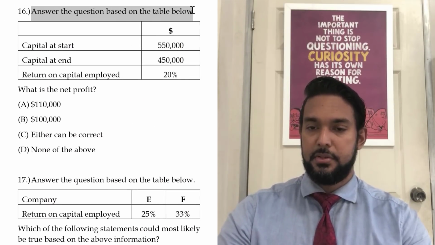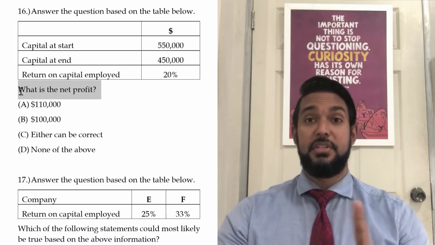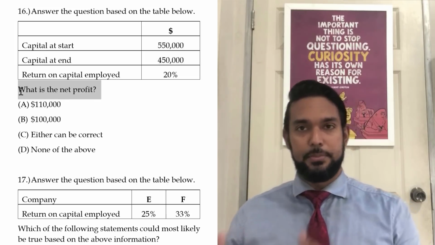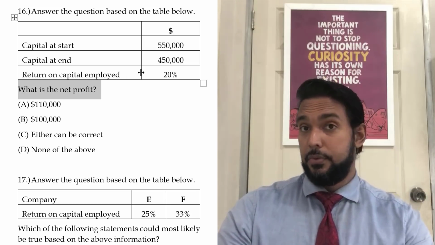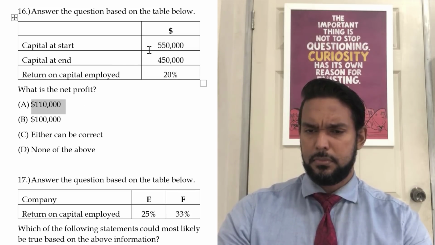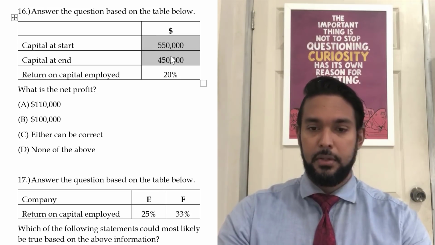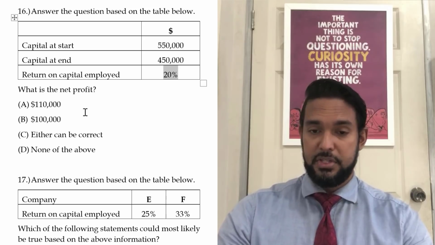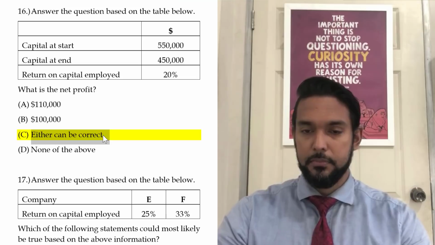Answer the question based on the table below. So we have capital at start, capital at end, return on capital employed. What is the net profit? This is a reversal. To find net profit, you multiply the percentage by the average capital. Or if you're not using average capital and you only use capital at start, 20% of 550 is 110. If we found average capital, that's going to give us 1 million. 1 million divided by 2 is half a million. 20% of 500,000 is 100,000. So in this case, C is also correct.